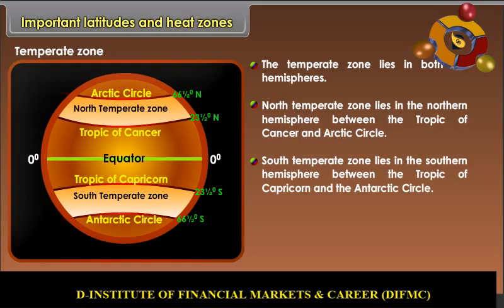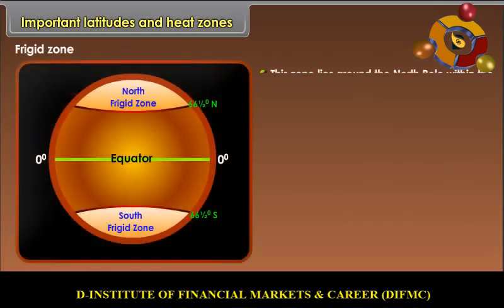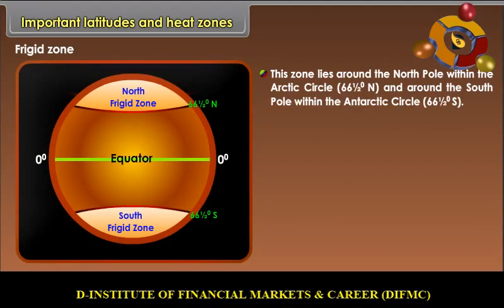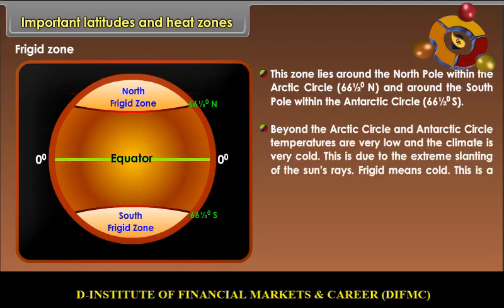The zones are neither too hot nor too cold. Frigid Zone. This zone lies around the North Pole within the Arctic Circle, 66.5 degrees north, and around the South Pole within the Antarctic Circle, 66.5 degrees south. Beyond the Arctic Circle and Antarctic Circle, temperatures are very low and the climate is very cold. This is due to the extreme slanting of the sun's rays. Frigid means cold. This is a very cold zone.